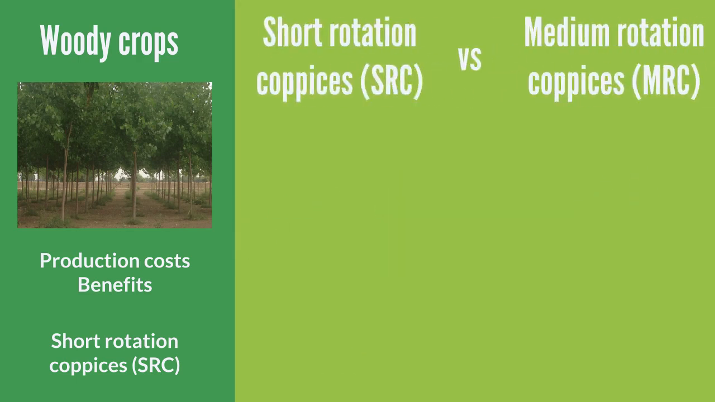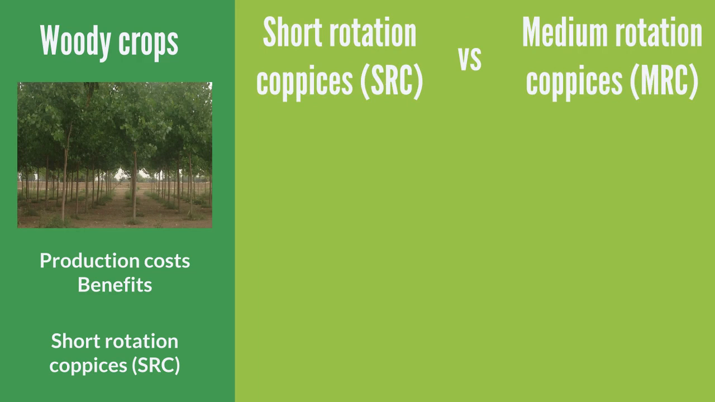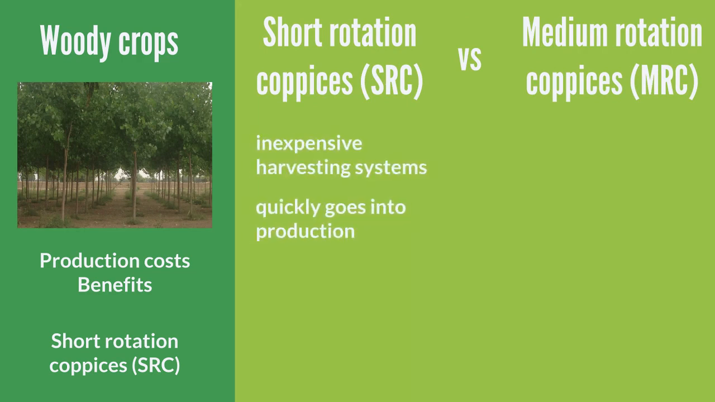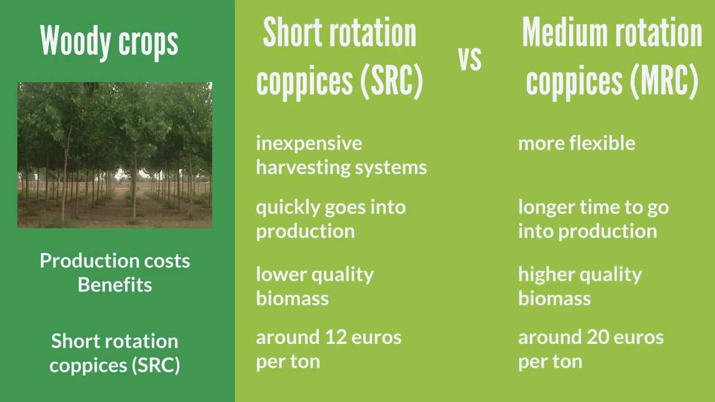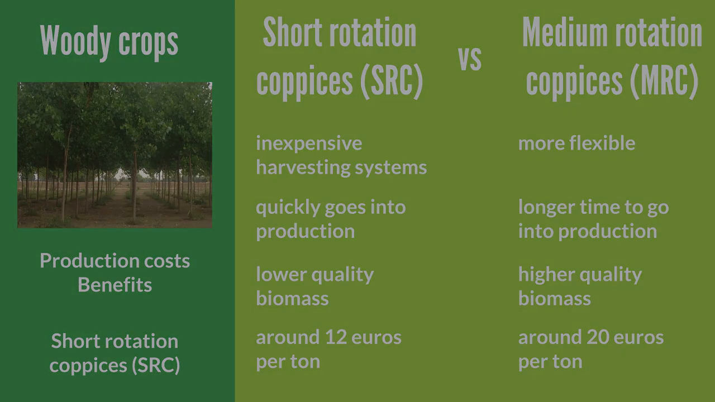Let's see a comparison between short and medium rotation coppice. Short rotation coppice has inexpensive harvesting systems and quickly goes into production. However, it supplies lower quality biomass with low market value, around €12 per ton of green biomass. The medium rotation coppices are more flexible in managing the rotation. They entail longer waiting times for the plantation investment to go into production. However, they allow obtaining higher quality biomass with a higher price, around €20 per ton of green biomass.